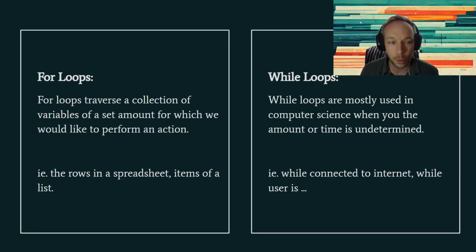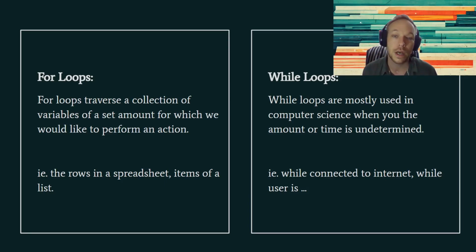So we'll go over for loops. So for loops go transverse. So they go through a collection of variables. So that would be if you have a list, it's going to go through each item. If you have a data frame, it's going to go through each row or maybe through each column. But it's going to be a set amount. You're going to know this amount ahead of time. So it's going to iterate through each name or maybe even in a word, each letter in the word, but it's going to have a set amount.